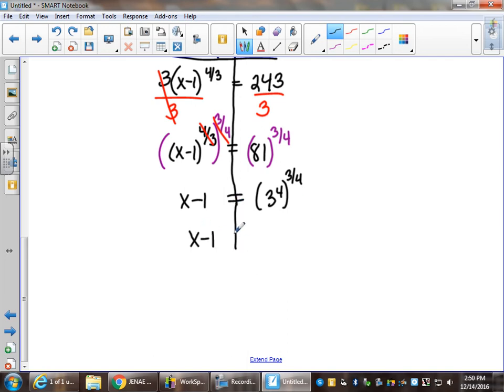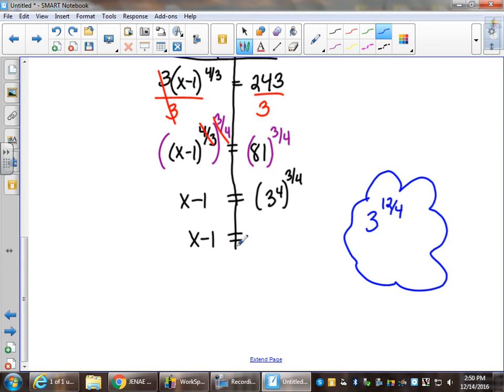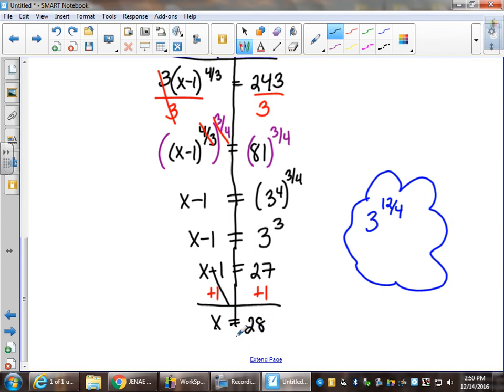This is now x minus 1 equals, mental bubble off to the side. That becomes 3 to the 4 times 3 is 12/4. So 3 to the 3rd. This is now back in most simplified form. It's an odd power, so no need for plus or minus here. So x minus 1 equals 27. We'll add 1 to both sides. X equals 28. And we're done.